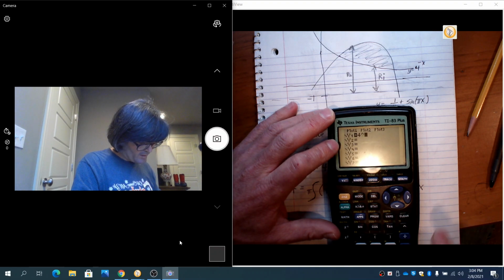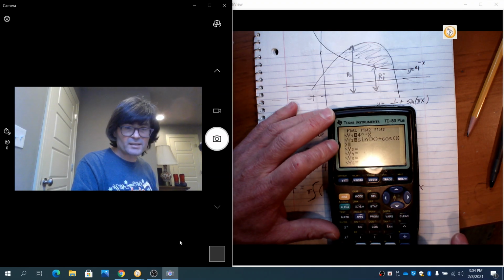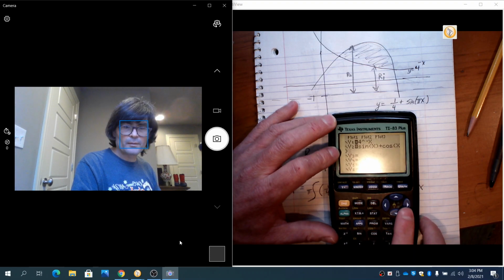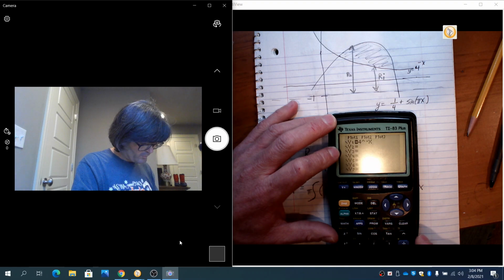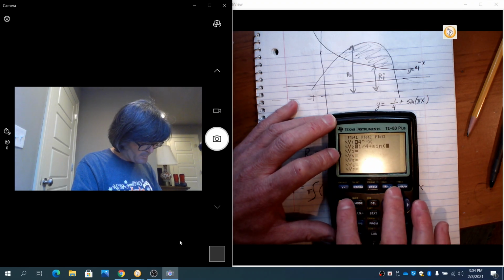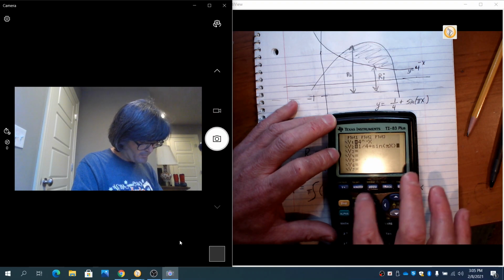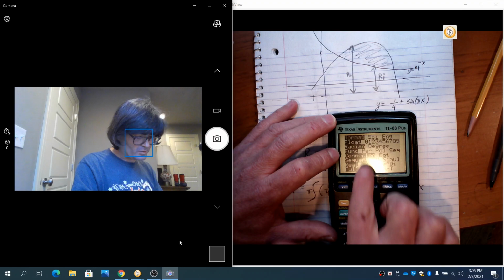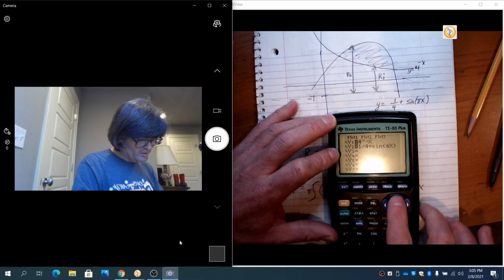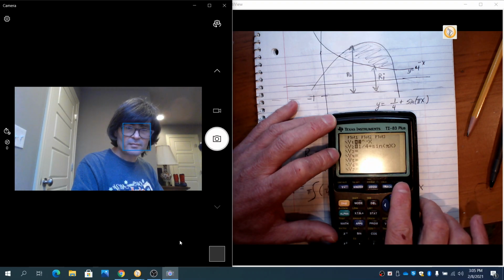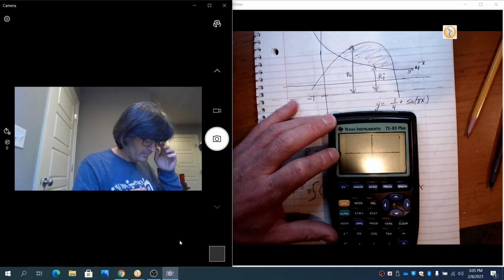4 to the -x, and then 1/4 plus sine of pi x. Keep in mind you need to make sure you're in radians when you do this. You can see I'm in radians. All these problems should be in radians. So let's just graph this, see what we're looking at.